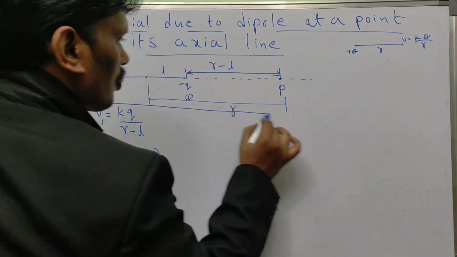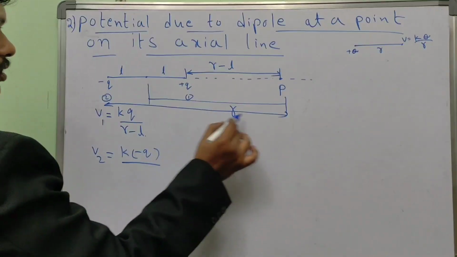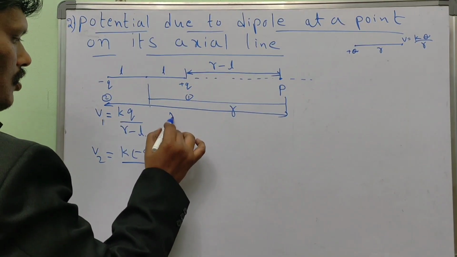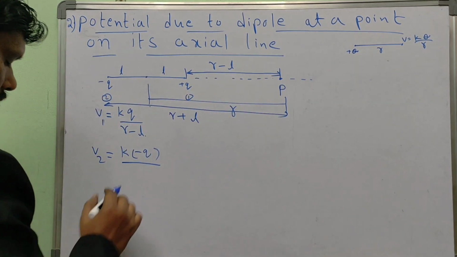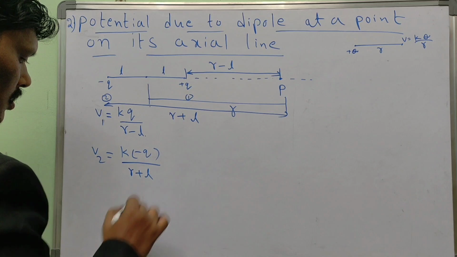What is the total distance? This is R and this is L. So R plus L is the distance of the point from the negative charge. So that's why R plus L.